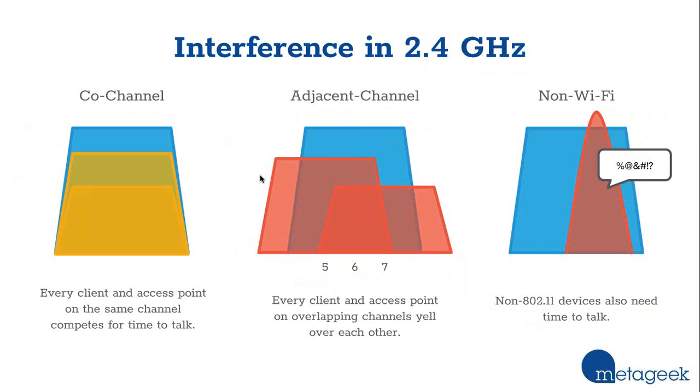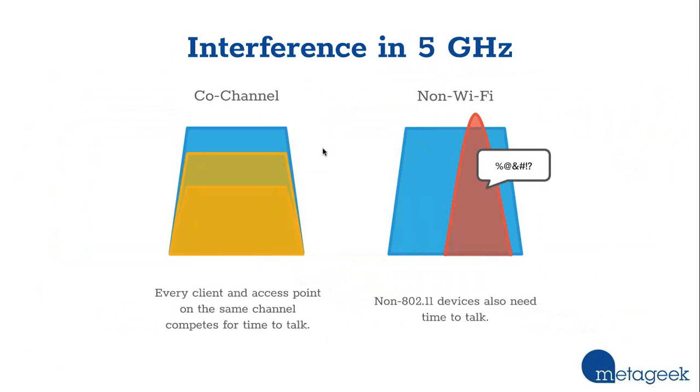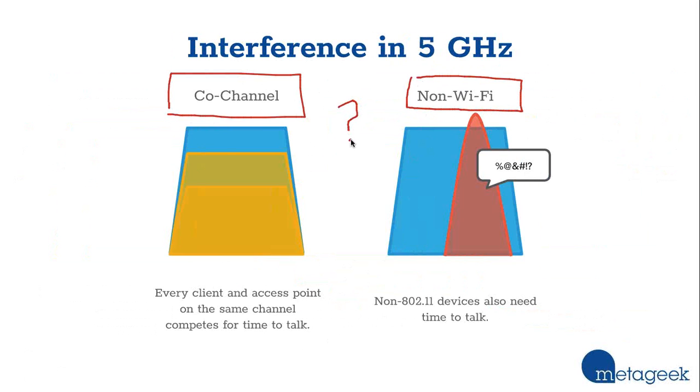Okay, but what happens in the 5 gigahertz band? These are the types of interference that we see in the 2.4 gigahertz band, but what about 5 gigahertz? In the 5 gigahertz band, you'll notice that we still have co-channel interference, and we can still suffer from non-Wi-Fi interference, although it's quite a bit more rare. But where is adjacent channel interference? Well, remember, in the 5 gigahertz band, all the channels are laid out in such a way that they do not partially overlap with each other.